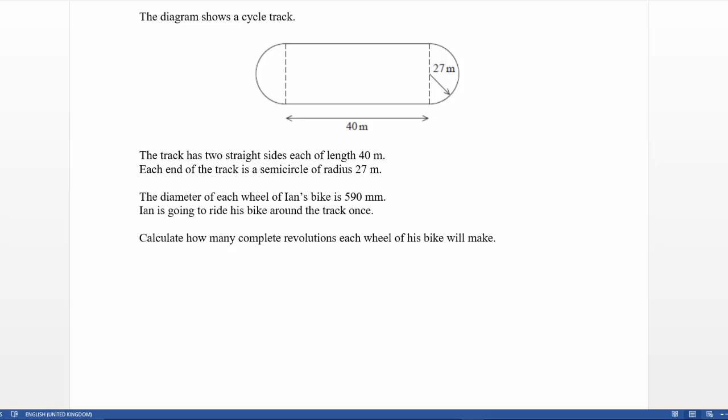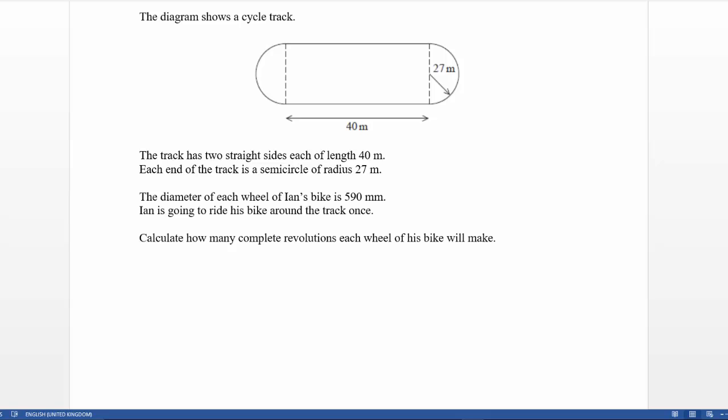Right, the diagram shows a cycle track. Okay, we have a length here, 40 meters, and a radius of 27 meters. Okay, the track has 2 straight sides, each of 40 meters. Each end of the track is a semicircle of radius 27 meters.